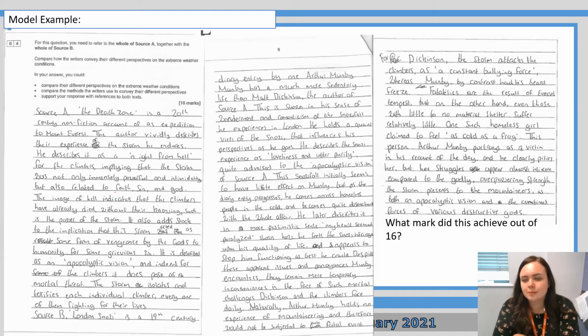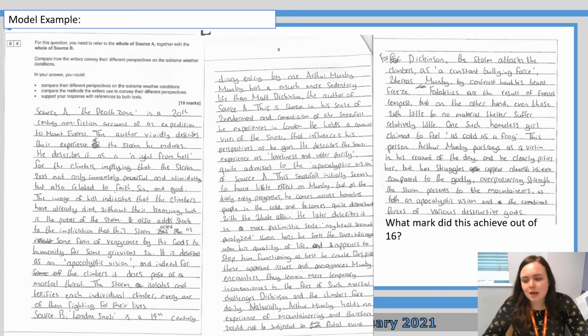For Dickinson, the storm attacks the climbers as a constant bullying force, whereas Mumby, by contrast, has his beard frozen. Fatalities are the result of the Everest tempest, but on the other hand, even those with little to no material shelter suffer relatively little. One such homeless girl claimed to feel as cold as a frog. This person, Arthur Mumby portrays as a victim in his recount of the day, and he clearly pities her, but her struggles appear almost insensitive in comparison to the godly overpowering strength of the storm present to the mountaineers as both an apocalyptic vision and the combined forces of various destructive gods.